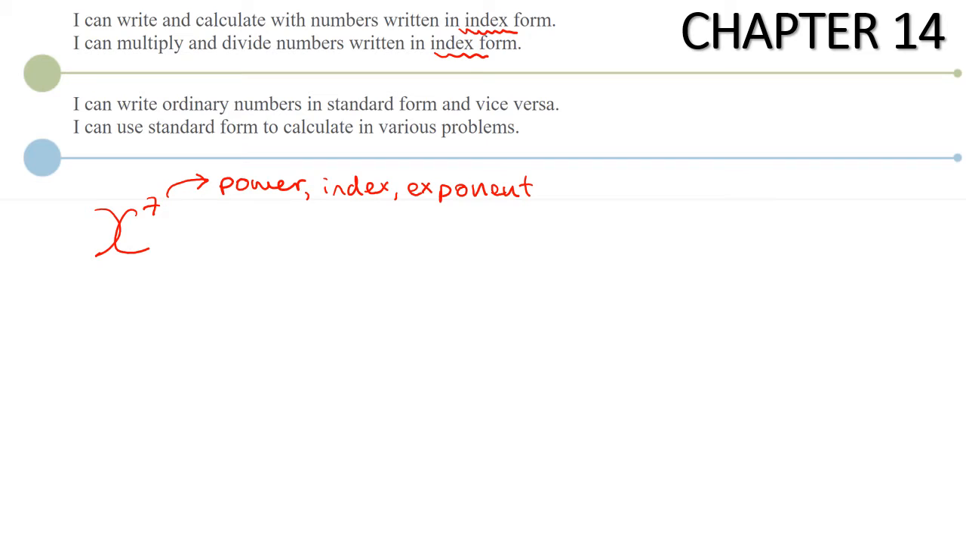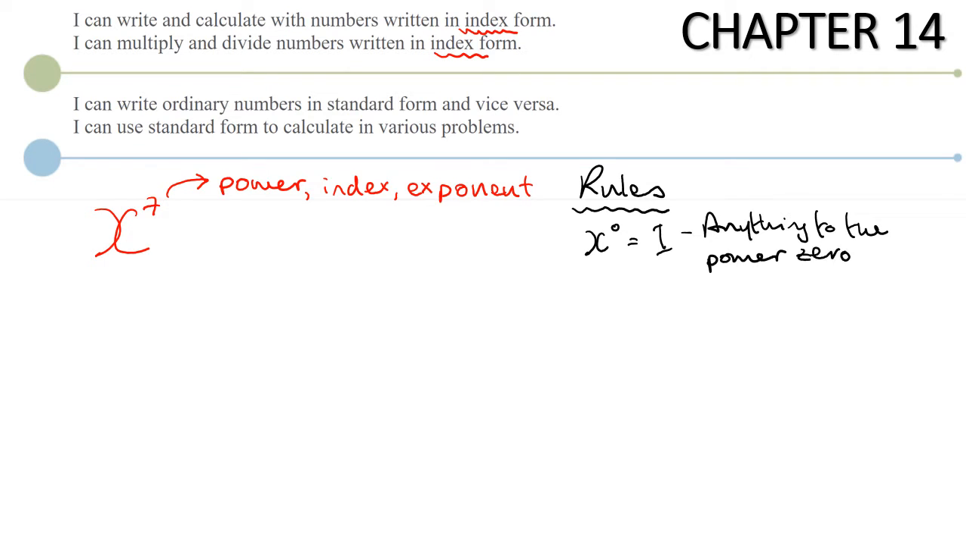Okay, and what we're going to look at is our rules for powers. So the first thing, some special powers. So for example, anything to the power 0 is 1. Anything to the power 0 is 1. Okay, here's an example. 52 to the power 0, guess what it is? It's 1.